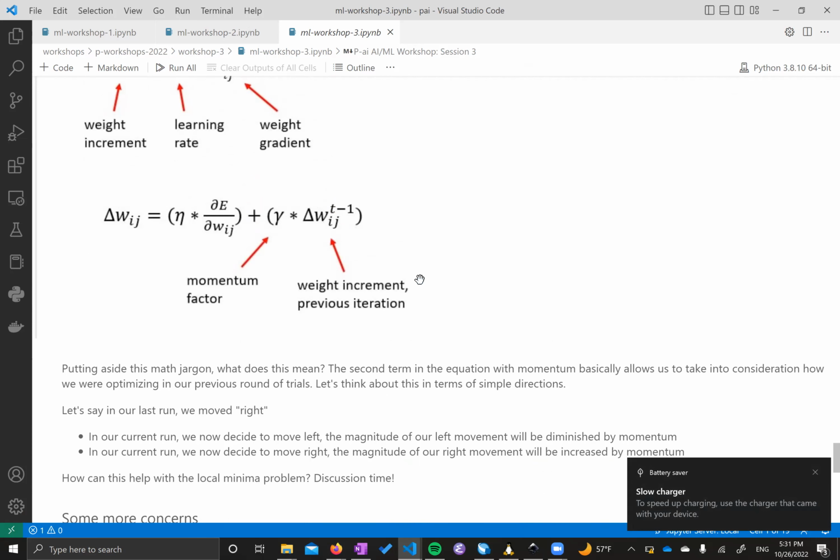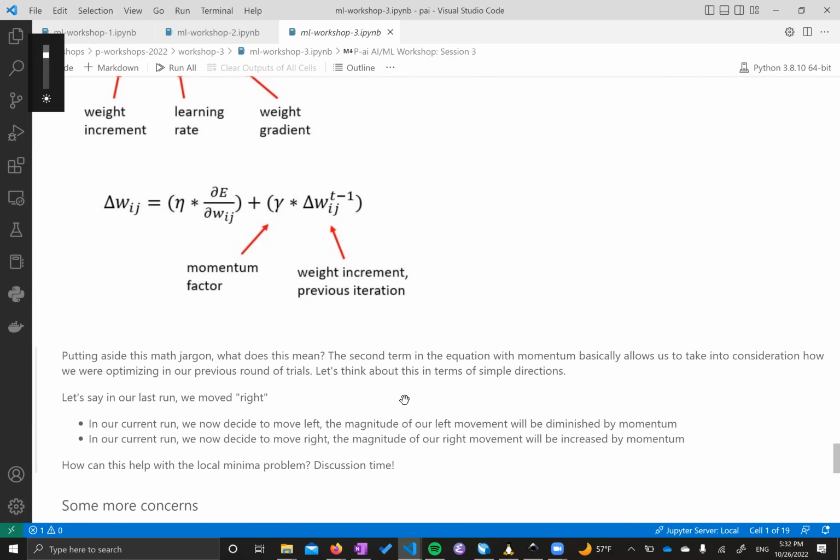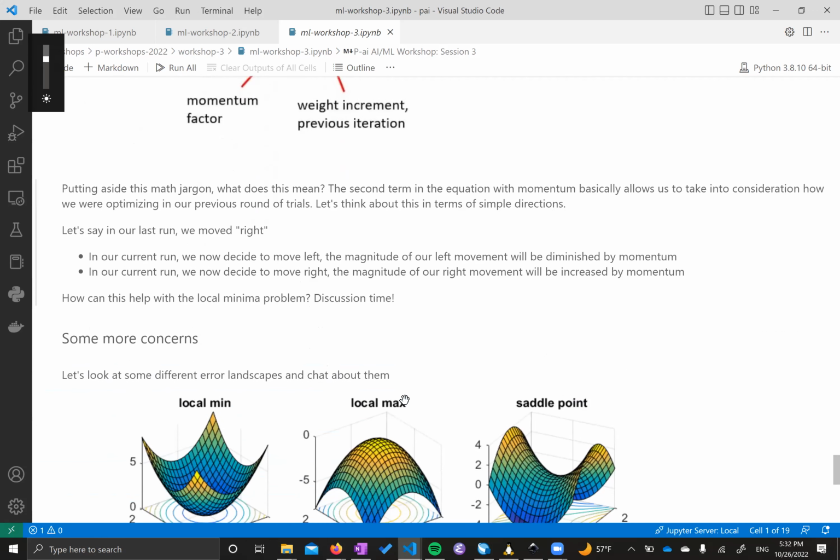But yeah, once again, if we just recall that equation that's totally not on the screen anymore, the concept of momentum is a fairly simple one, right? It's just basically summing the movement from our past iteration onto our current iteration. And we can look at this more physically again.